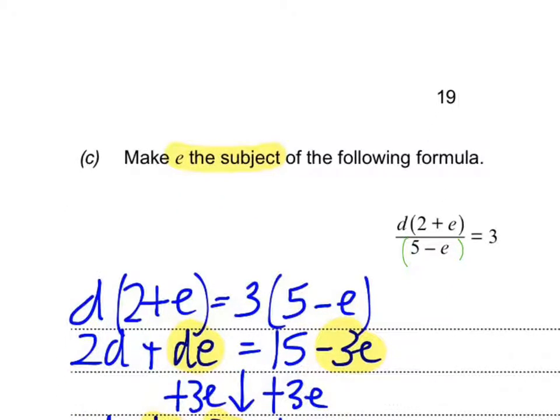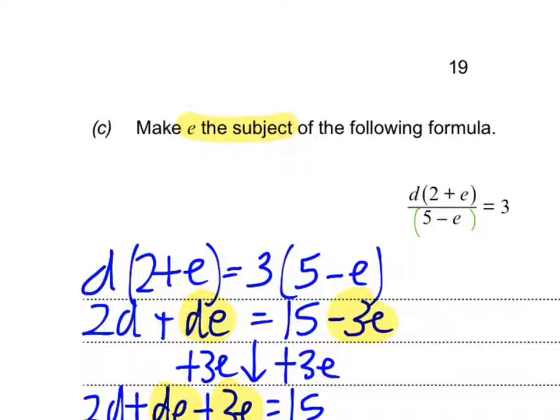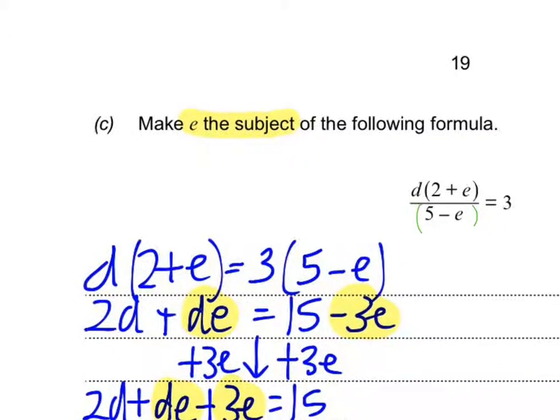Now Miss has expanded the bracket. She's got 2D plus DE is equal to 15 minus 3E. Now, because it's making E the subject of the formula, we want to get everything with E all on one side. Things I don't like is when E is negative. This one's positive, that's fine. Let's get rid of this one here. So what Miss has done is she's added 3E to both sides. Alternatively, what you could have done instead, anything with E, take on to the left-hand side.